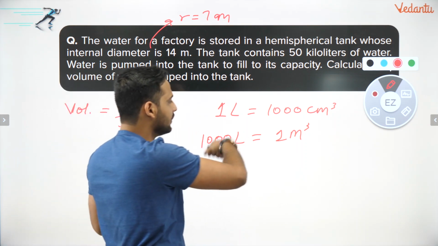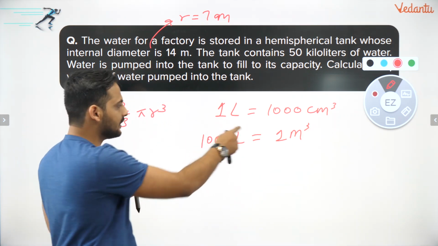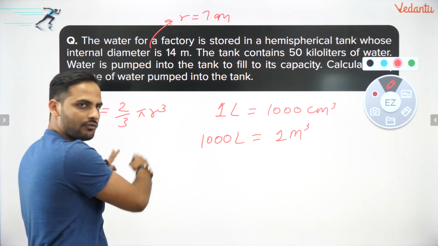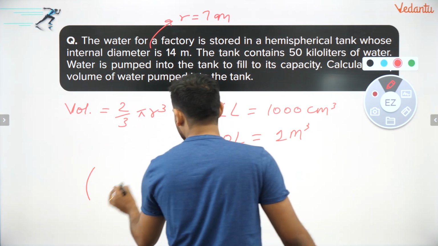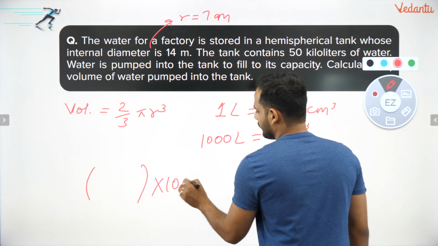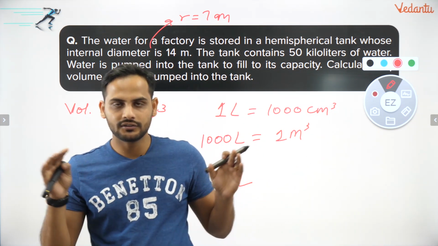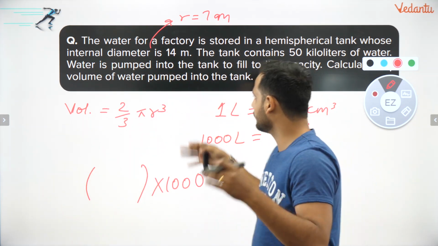So meter cube to liter, how do you convert? You know 1 meter cube is 1000 liter. So this much meter cube, whatever volume you have got, multiply this volume with 1000 so that you will get this much amount of the water it can take, this container can hold.